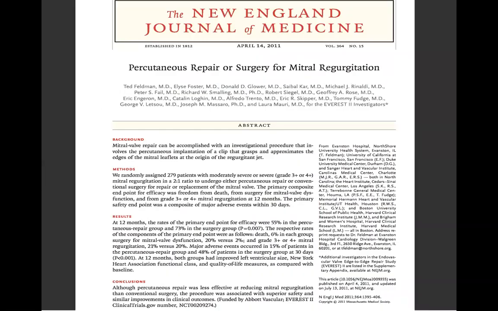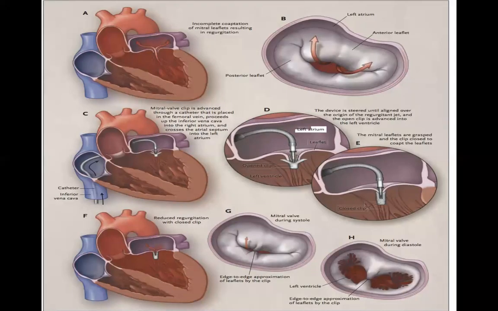One of the most important is the EVEREST trial, percutaneous repair or surgery, then you have the COAPT trial, all that. But that's for mitral regurgitation, and it shows good benefit for high-risk patients, especially with the COAPT trial and the recent trials coming more and more. The mitral clip is for mitral regurgitation patients, and only for patients deemed very high risk for surgical intervention.